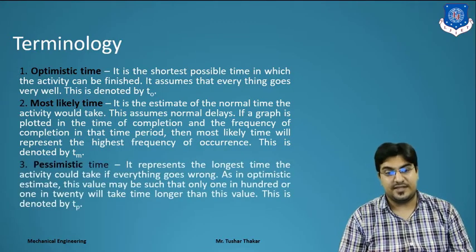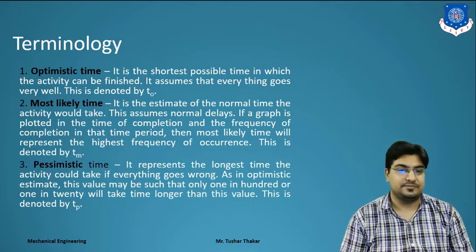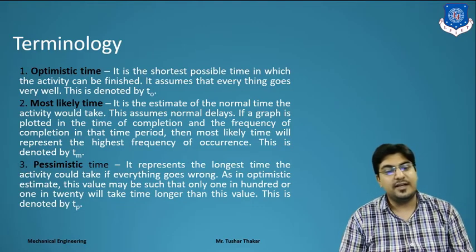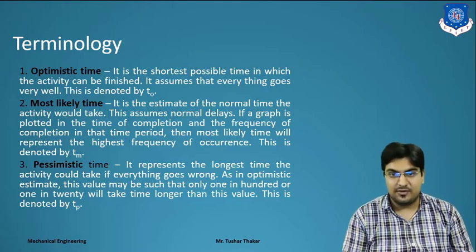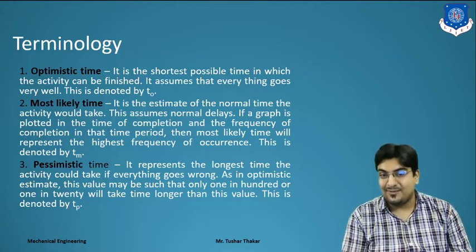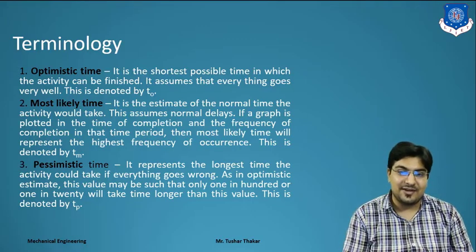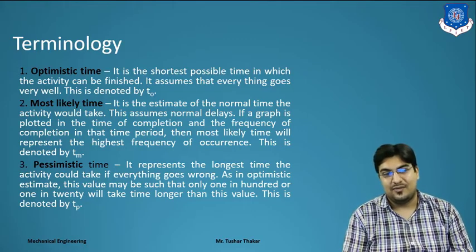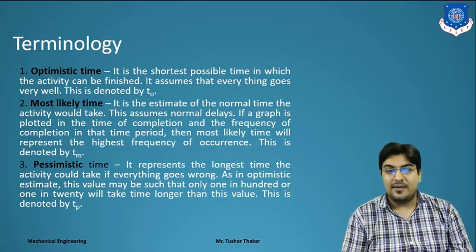Next is pessimistic time. It represents the longest time the activity could take. First we have to find the shortest time, second we have to find the normal time, and next for pessimistic we have to find the longest time the activity could take if everything goes wrong.